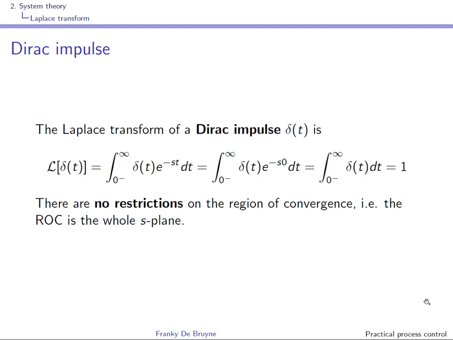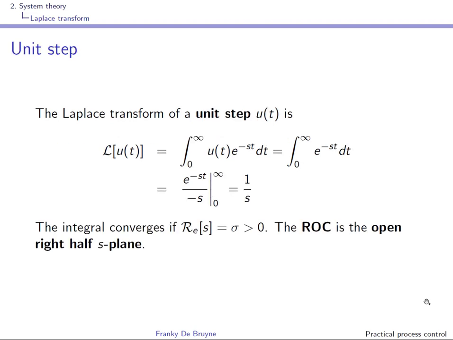The Laplace transform of a Dirac impulse is 1 without restrictions on the region of convergence. So the region of convergence is the whole S-plane. The Laplace transform of the unit step is 1 over s, and the region of convergence is the open right half S-plane, so everything that is to the right of the pole at the origin.